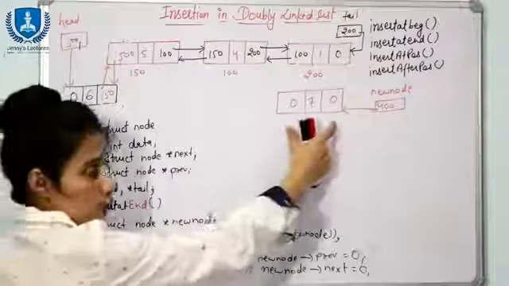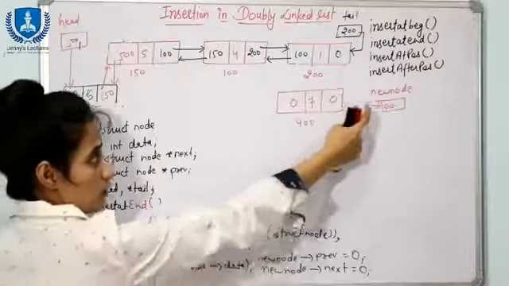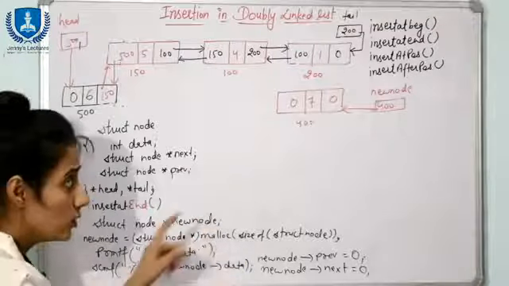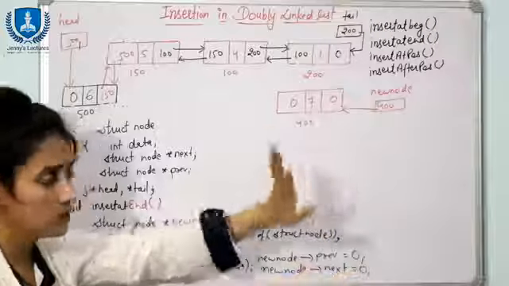Same, we have created this node. Dynamically we have allocated the memory. The address is suppose 400. This 400 would be stored in this new node pointer. We have taken the data from the user. Here we have put 7, and here we have put 0 and 0.